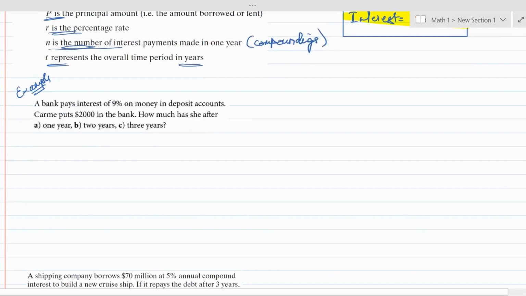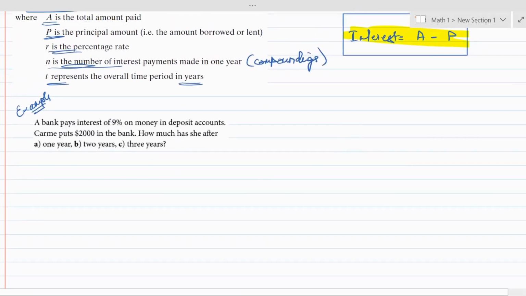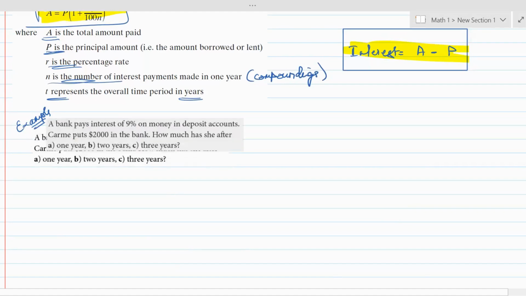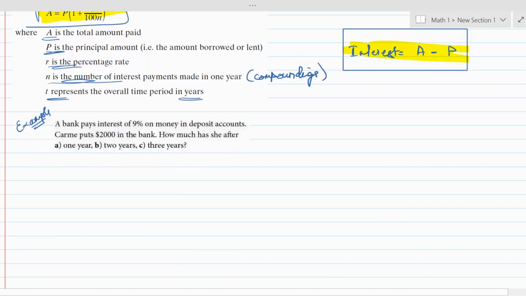Now, in this very first example, the question says a bank pays interest of 9% on money in deposit accounts. Carme puts $2,000 in the bank. How much does she have after 1 year, 2 years, and 3 years? All right, so interest is 9%. That means the rate we are having here is 9%. Carme puts $2,000, which means that the principal invested is $2,000.